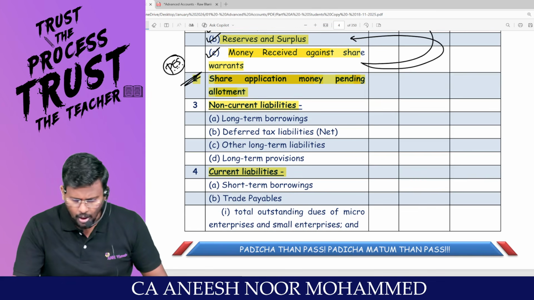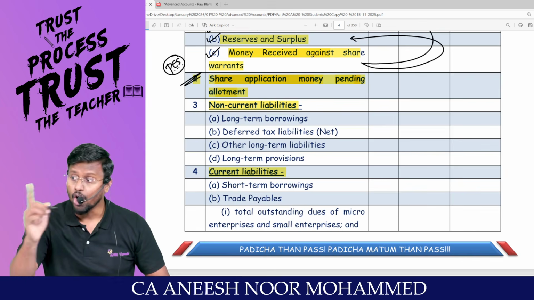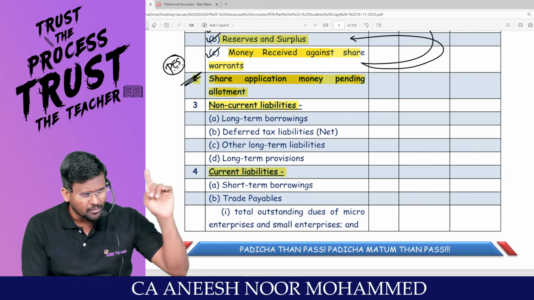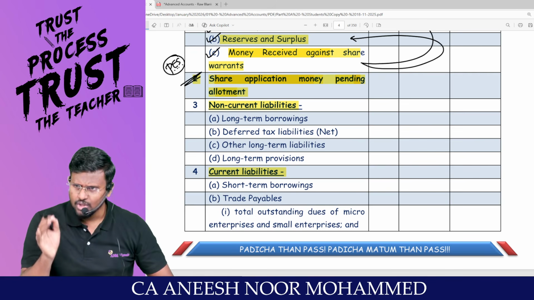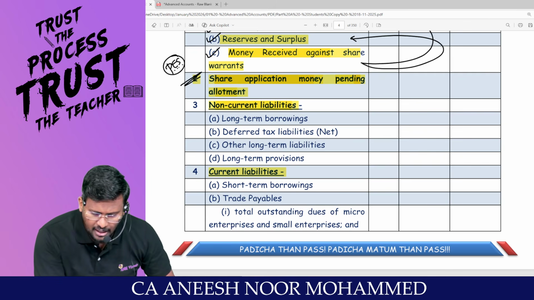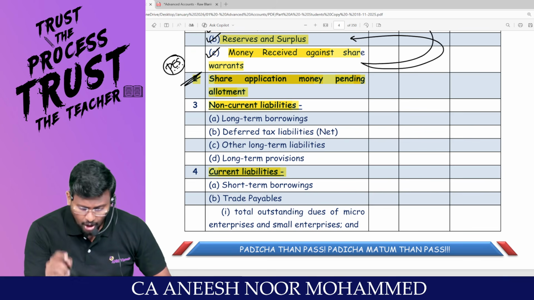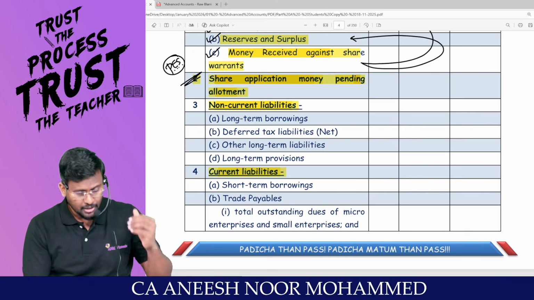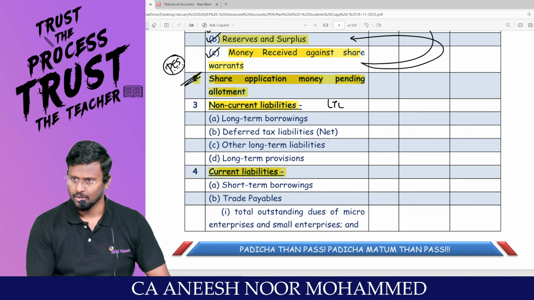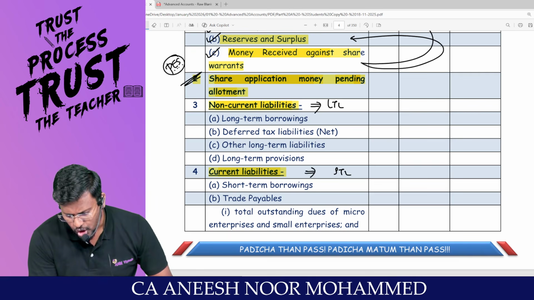Now I'm going to talk about liabilities. There are two types of liability in a company: long-term liability and short-term liability. Schedule 3 does not use the words long-term liability or short-term liability. Schedule 3 uses the words non-current liabilities and current liabilities. Non-current liabilities mean long-term liabilities, whereas current liabilities mean short-term liabilities.